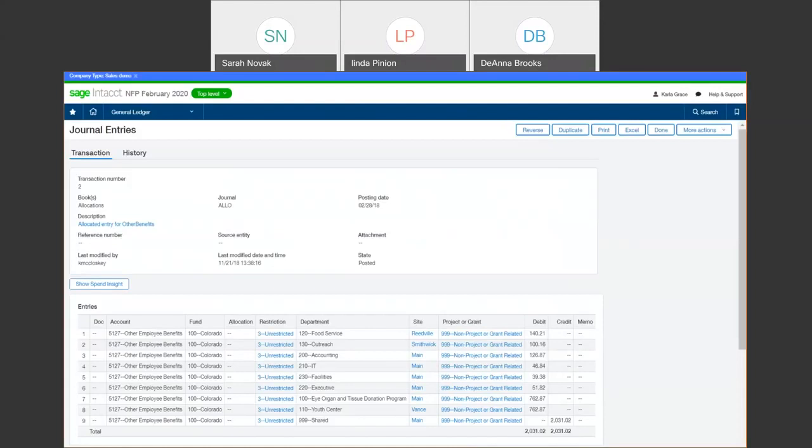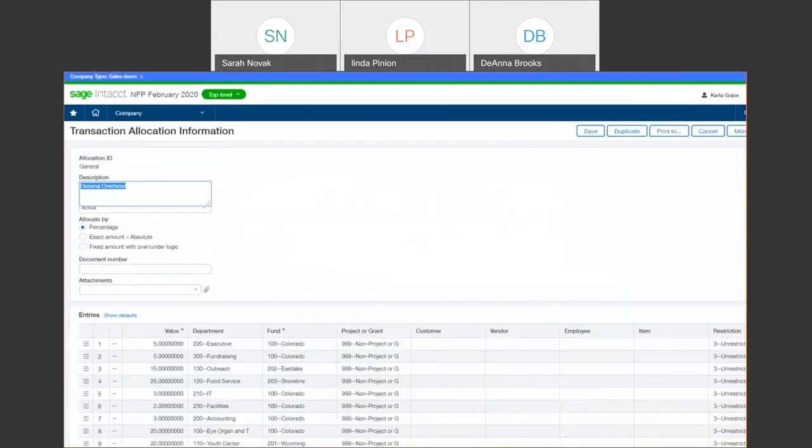Now, just to remind you, with your core Sage Intacct bundle, everyone has this capability to create transaction allocations. So transaction allocations are different than dynamic allocations. Transaction allocations happen at the transaction level. At the time you enter the transaction is when you apply a transaction allocation rule. You can set up as many of those rules as you choose to as well.